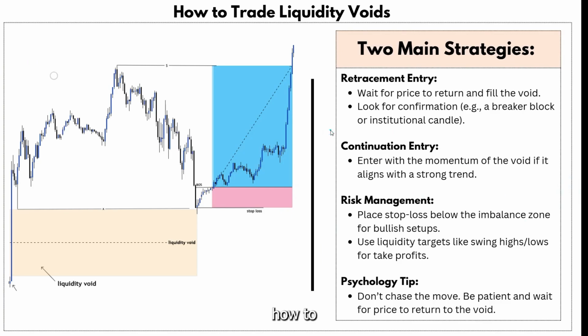Now let's get into how to trade the liquidity void. For liquidity voids, we have two main strategies. We have our retracement strategy. This is where we wait for price to return and fill the void. Then we look for a confirmation, such as a breaker block or an institutional candle.